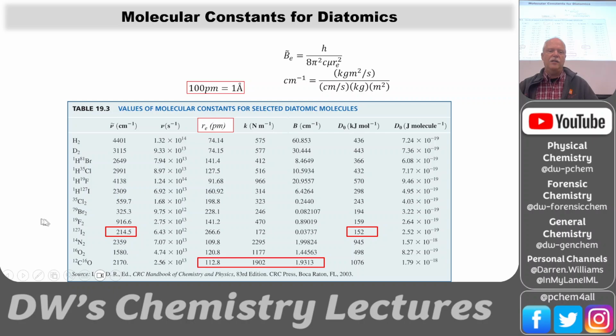Here's some molecular constants for diatomics. And here's like the force constant shown here. We're going to talk about the rotational constant later. Here's the dissociation constants. You guys are going to measure the ones in red. You're going to measure the equilibrium distance of carbon monoxide in your lab. You're going to measure the vibrational frequency of iodine in your lab. You're going to measure the dissociation energy of iodine in your lab, and also I think you're going to get the force constant too. Okay.